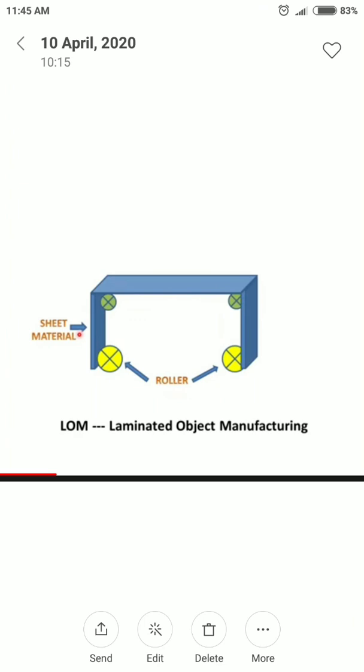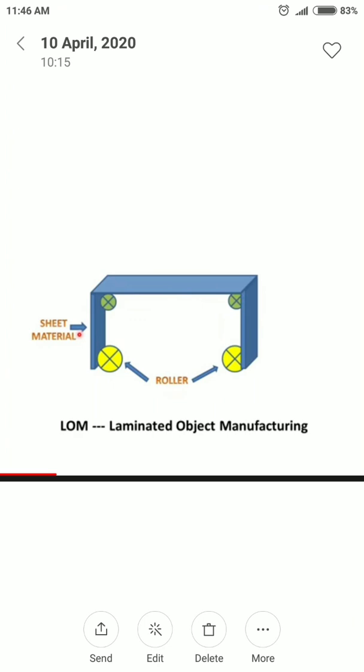We'll see after the completion of the working principle what actually laminated object manufacturing is. Just see here, the blue color is the sheet material we are going to use. Two types of rollers are there, in different colors, green and yellow.